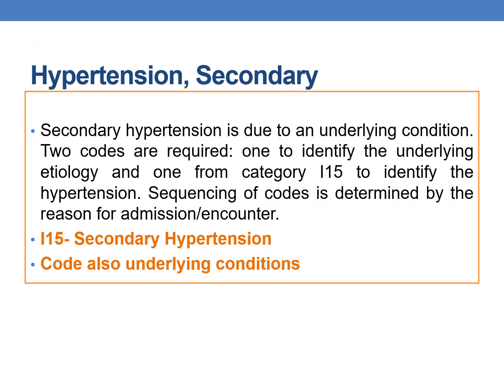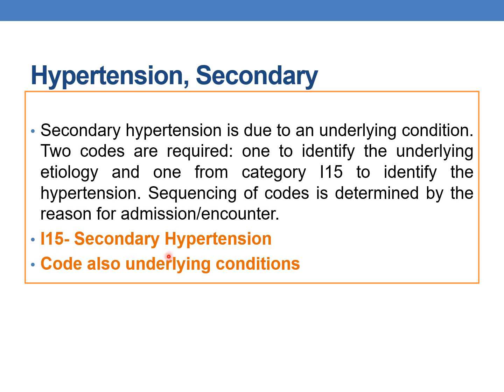Now let us discuss secondary hypertension. Secondary hypertension is due to an underlying condition. Whenever we are coding secondary hypertension, two codes are required: one to identify the underlying etiology and one from the category I15 to identify the hypertension. Sequencing is determined by the reason for admission or encounter.